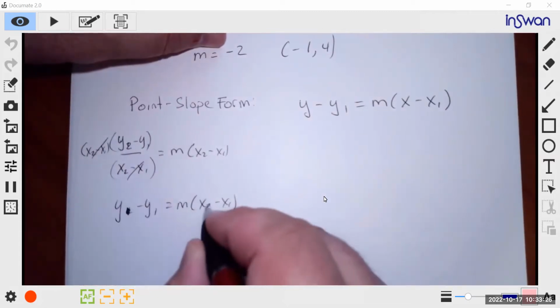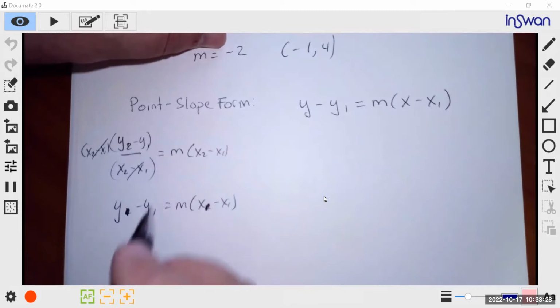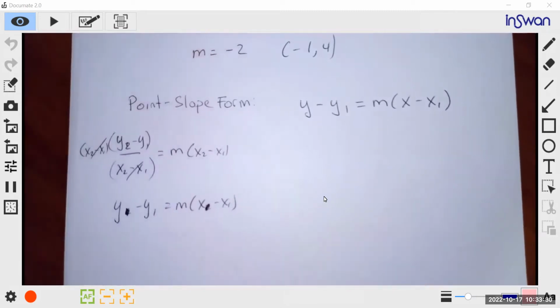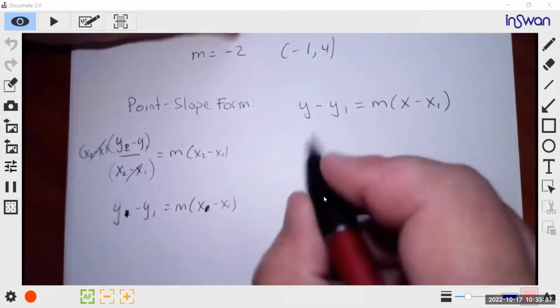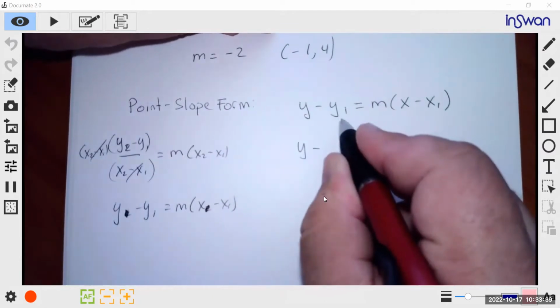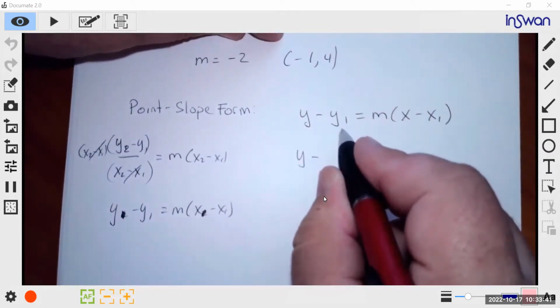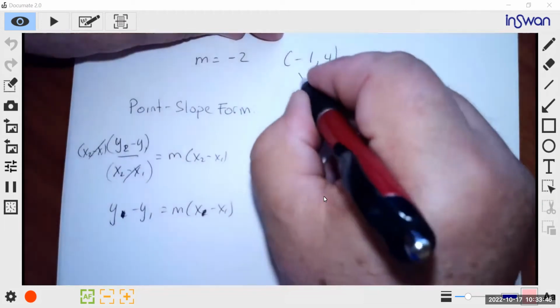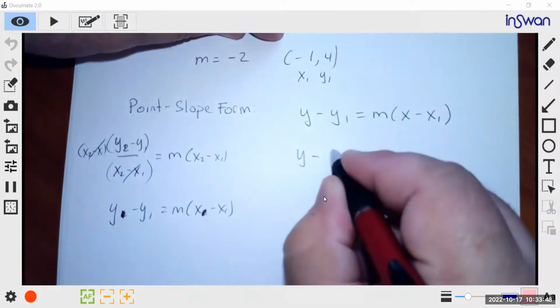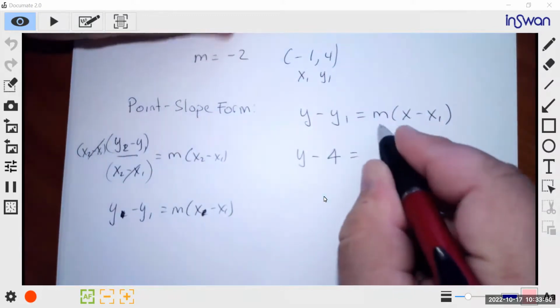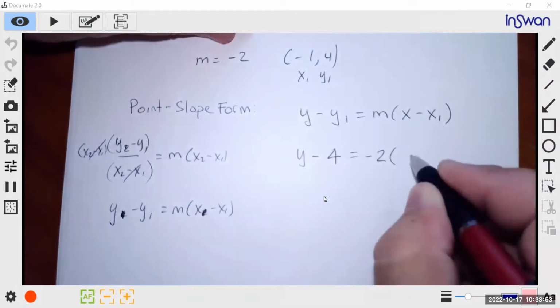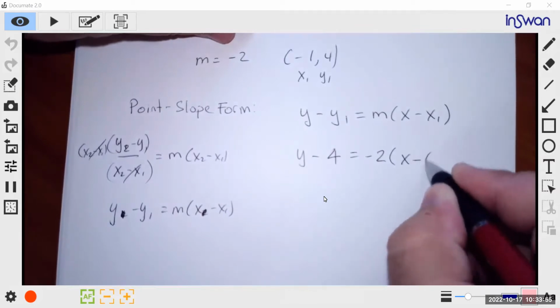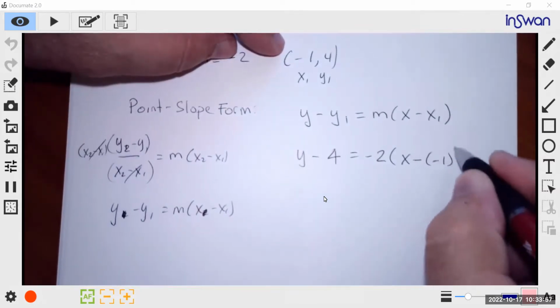So there's my x and y, which has to stay there. x1, y1 is the point I plug in there. So what's y1? What's my y value? 4. Slope is -2. And x1 is -1.